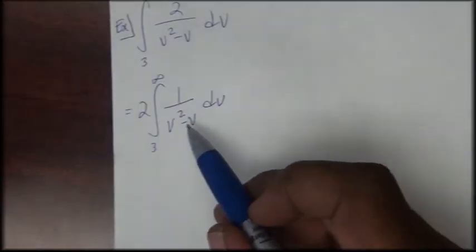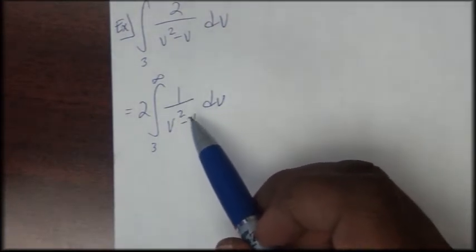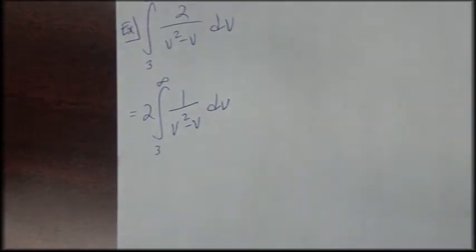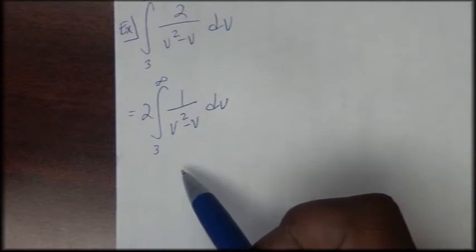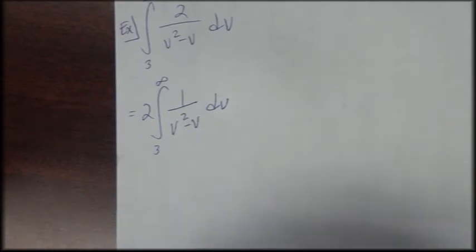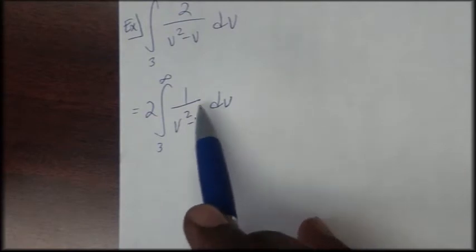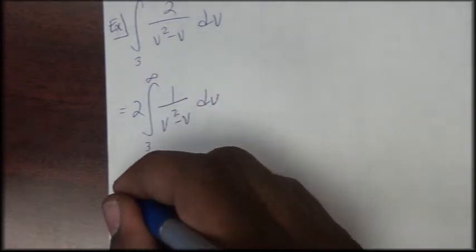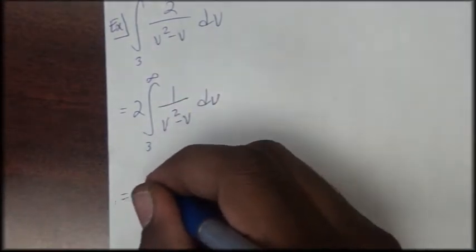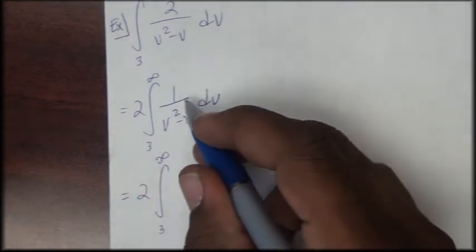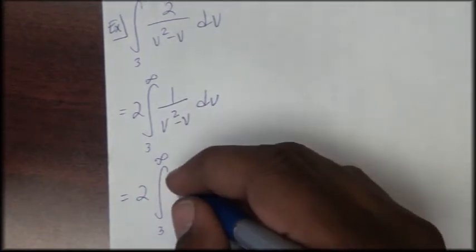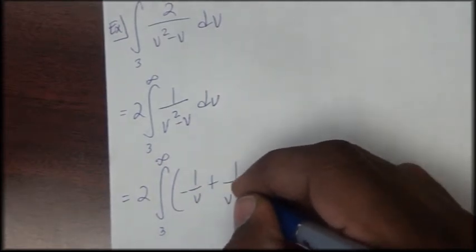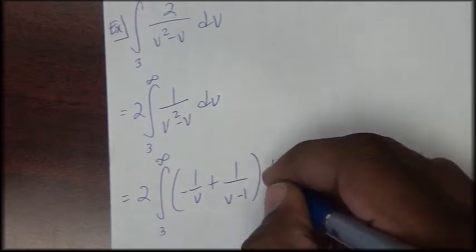The next thing I'll do is use partial fractions to rewrite 1 over v squared minus v as a sum or difference of fractions. If you haven't, you may want to watch the previous video on the link listed here, where I show how to use the partial fractions method. Once we use the partial fraction decomposition, we can rewrite 1 over v squared minus v as negative 1 over v plus 1 over v minus 1 dv.